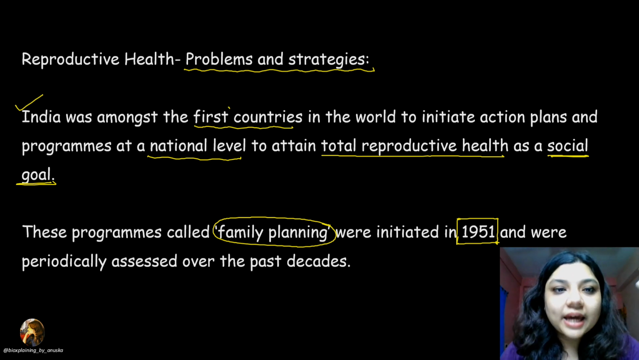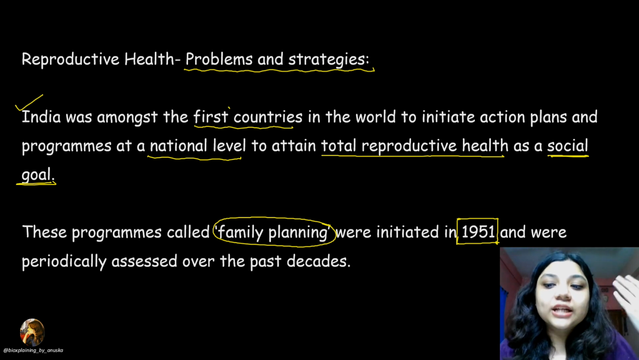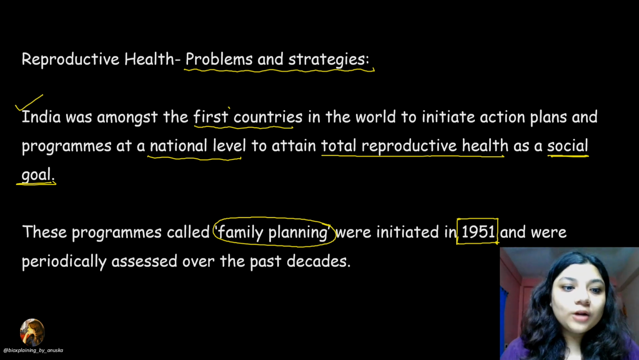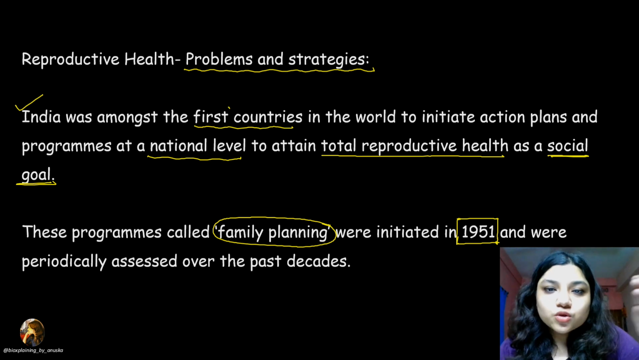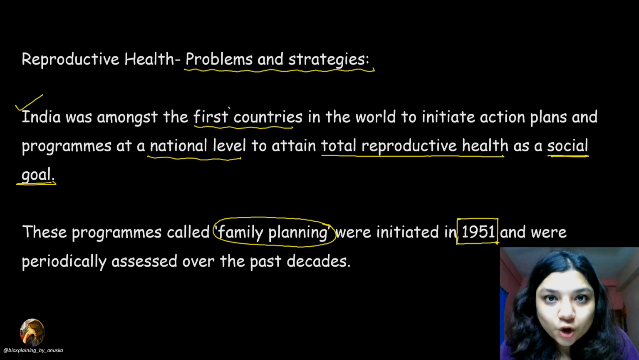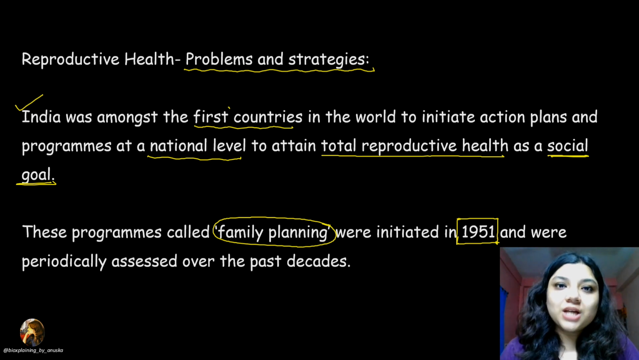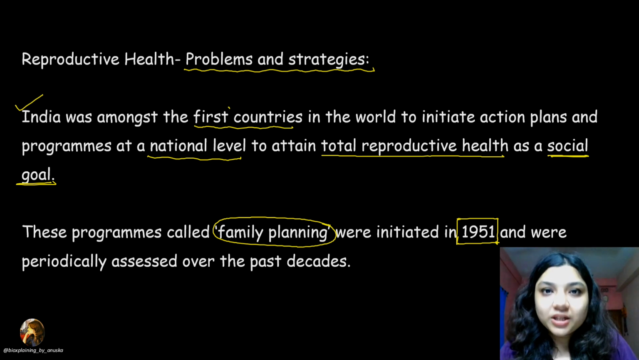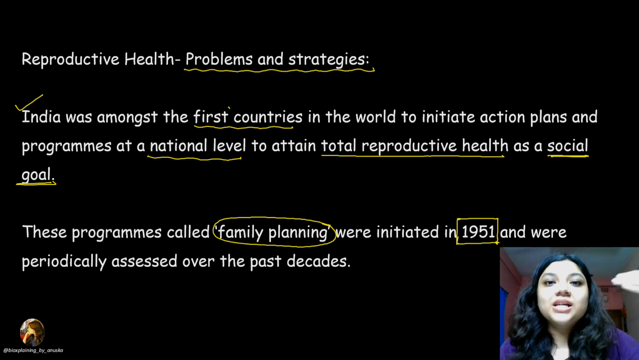And then time and again, these plans and programs and the various points that are included under them were all periodically assessed over the past decades. That is, from time to time, they were revised. If some newer plans needed to be adopted, those were adopted. If some changes needed to be made to the older plans, they have been made. So from 1951 till today, these plans are under assessment from time to time.